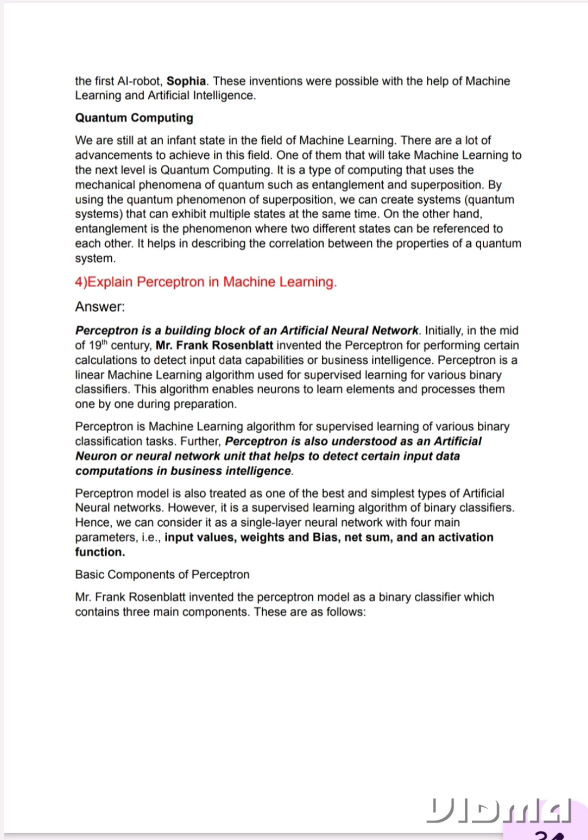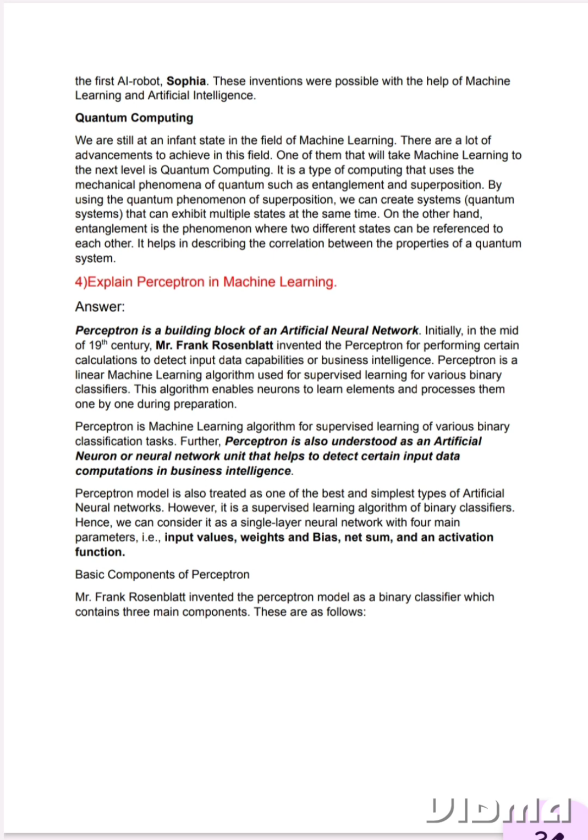It is a type of computing that uses the mechanical phenomena of quantum such as entanglement and superposition. By using the quantum phenomenon of superposition, we can create quantum systems that can exhibit multiple states at the same time. On the other hand, entanglement is the phenomenon where two different states can be referenced to each other. It helps in describing the correlation between the properties of a quantum system.